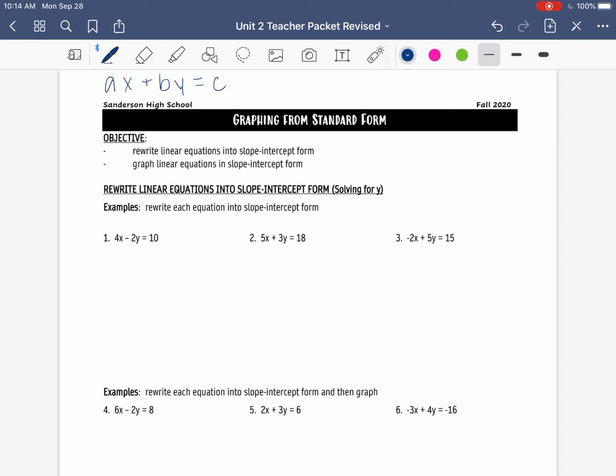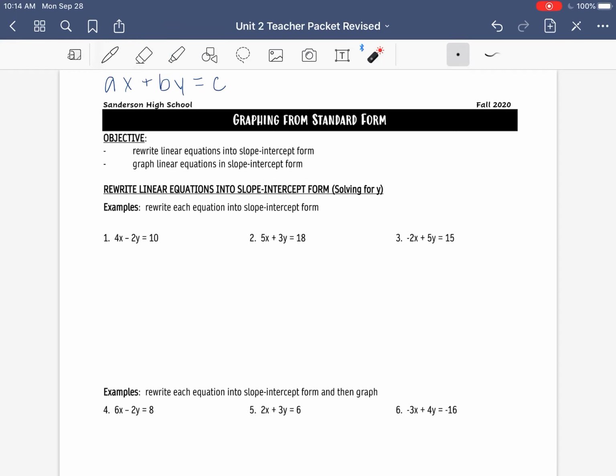A couple things to notice here. The x and the y are on the same side. We haven't seen that before. And then our equation is equal to just some number or a constant. Standard form has a lot of uses. We use it in word problems sometimes. We use it to find some different features of lines, and it's still just an equation of a line.